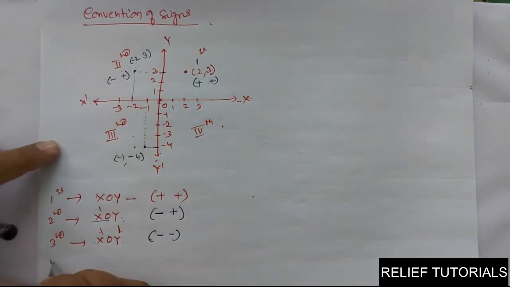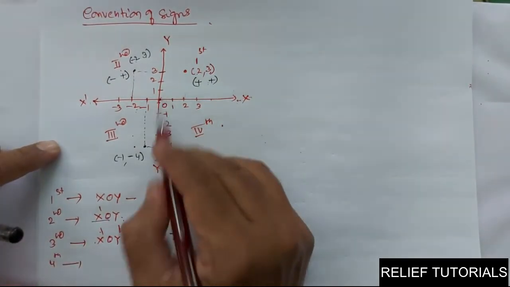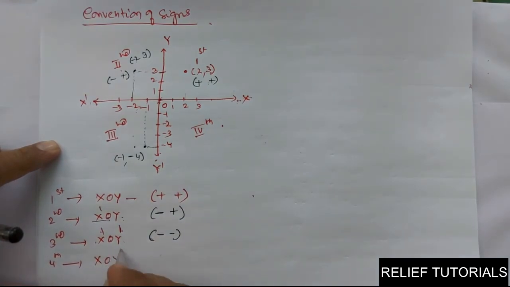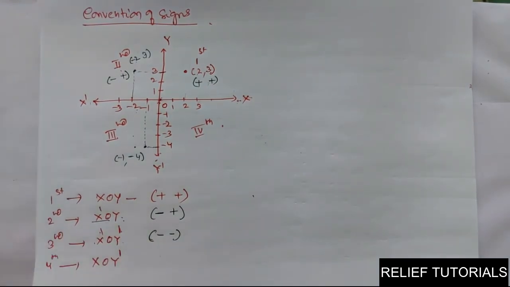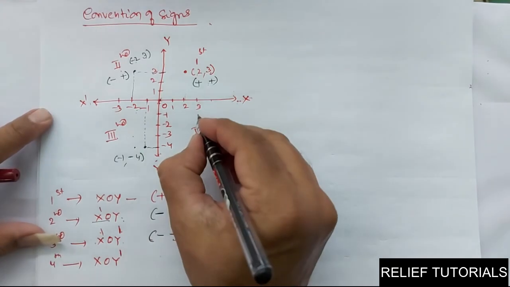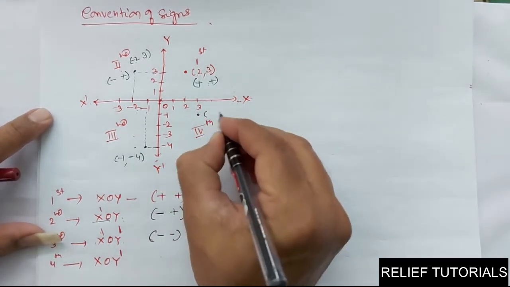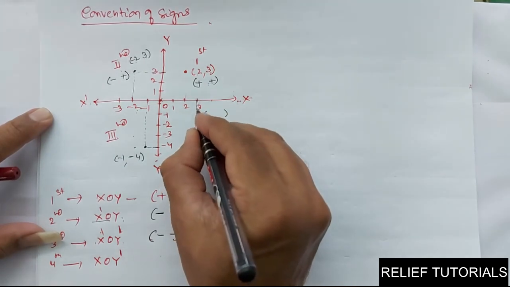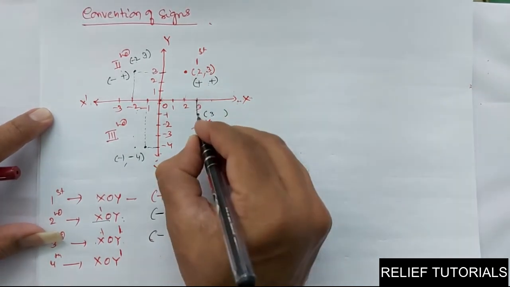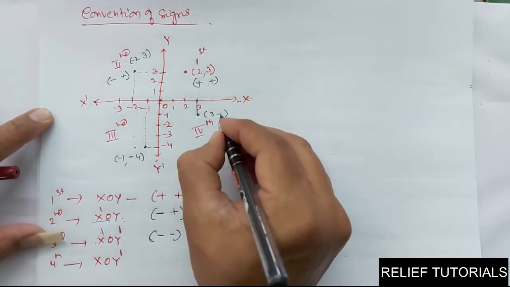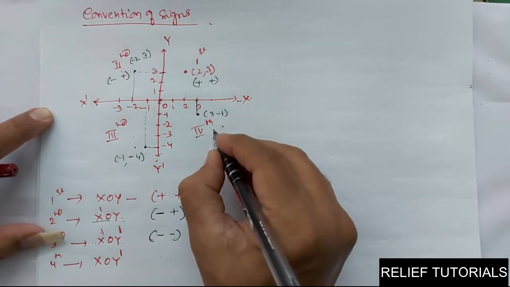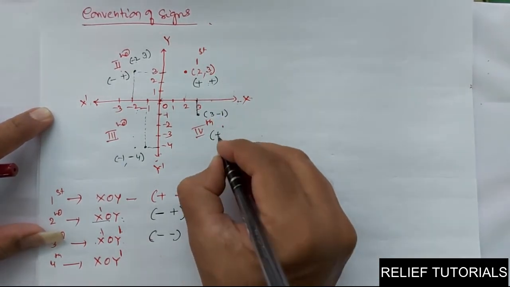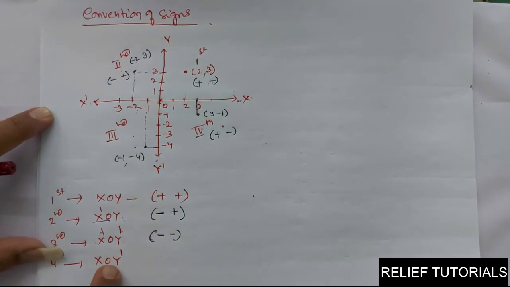Now the fourth quadrant. Fourth quadrant is XOY dash. Here you take any point, come on, this point you take. If you want the coordinate of this point, first you draw the perpendicular this way. Where it intersects the x-axis, 3, so you write 3. Then on the y-axis, where it intersects, minus 1. So here what did you get? This is positive, this is negative. See, OX positive, OY negative.